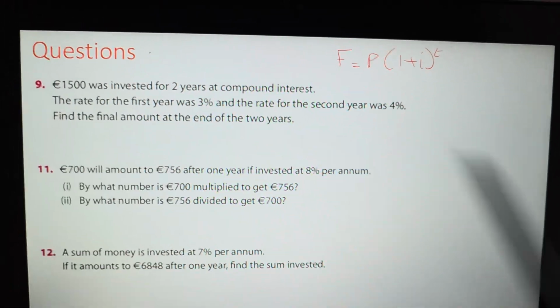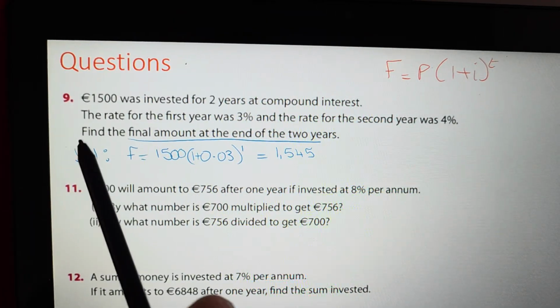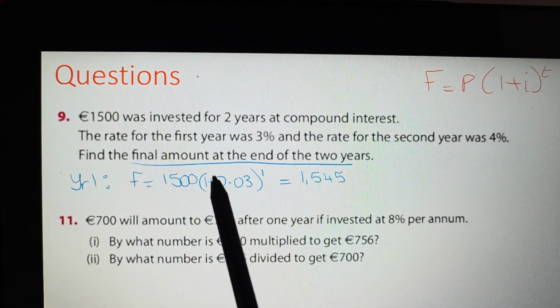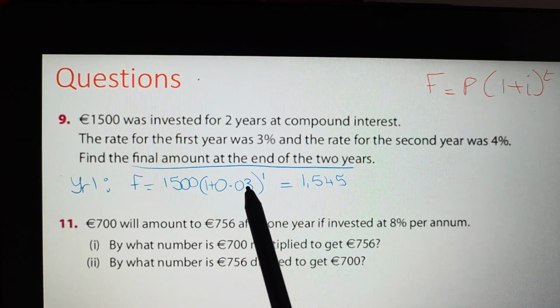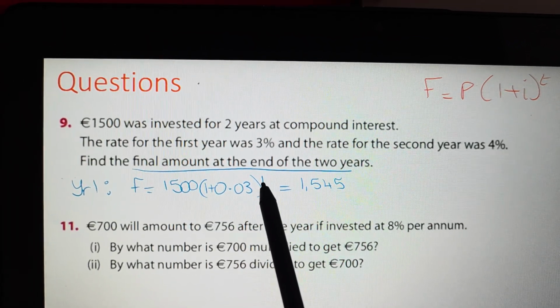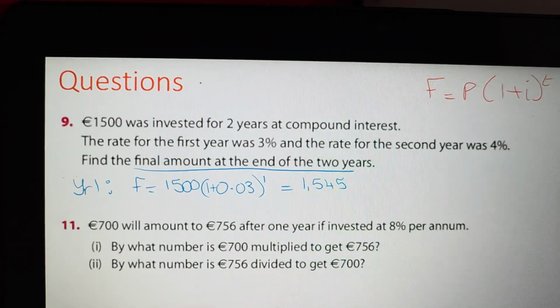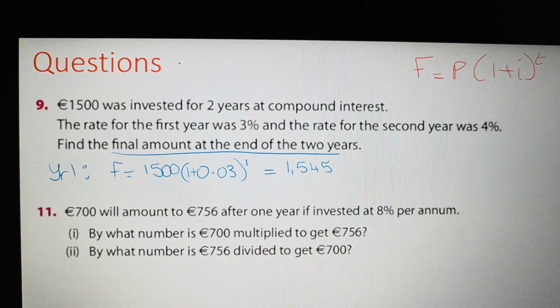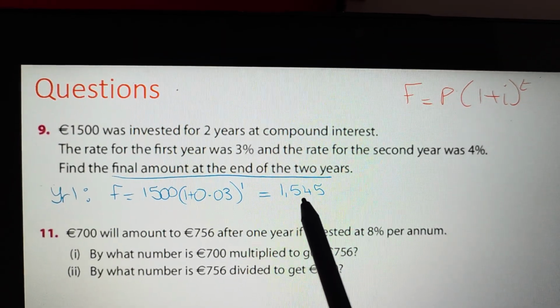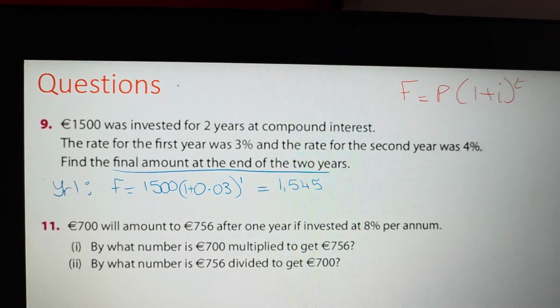So I'm going to have to do year 1 on its own. So year 1, use your formula, sub in. It's going to be F equals 1,500 by 1 plus the interest rate for year 1 was 3% as a decimal, 0.03, to the power of 1 year because I'm only doing it for year 1. That gives you €1,545 at the end of year 1. So that means going into the start of year 2, that will now be your value for P.